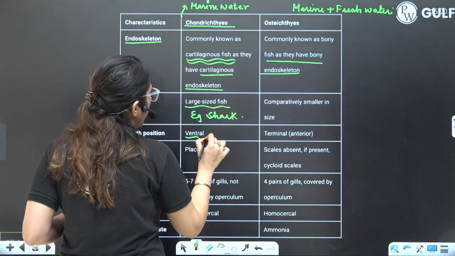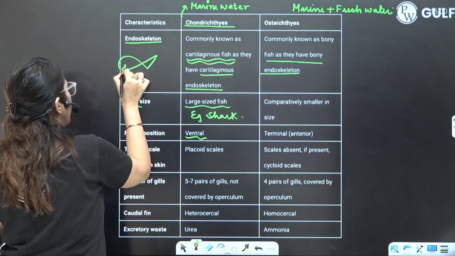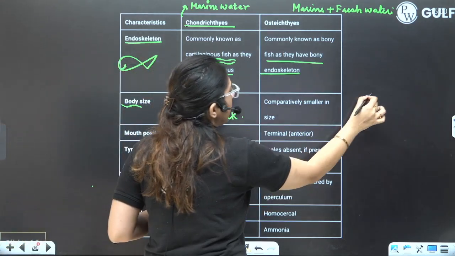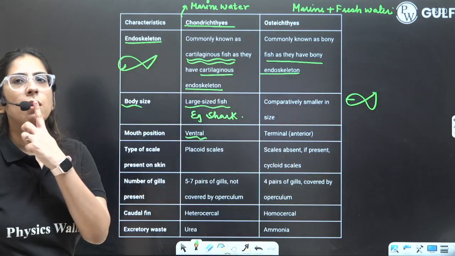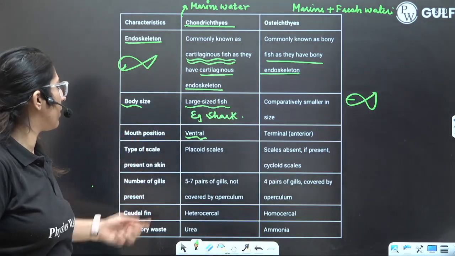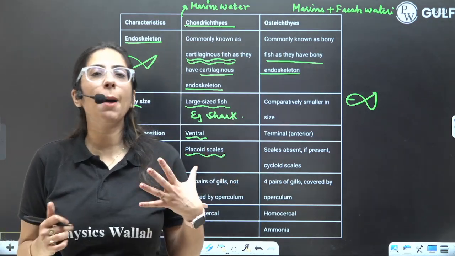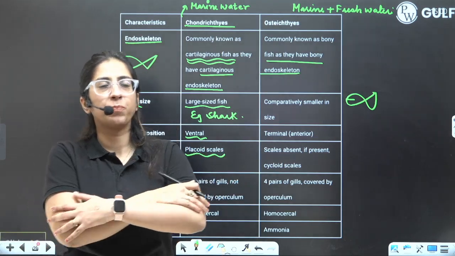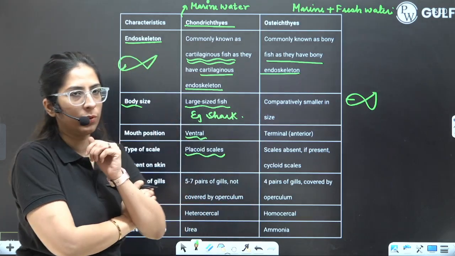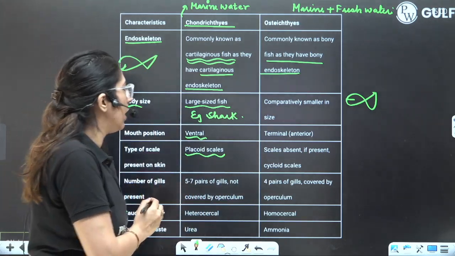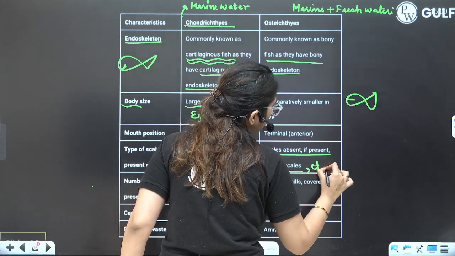In Chondrichthyes the mouth is ventral. So if I draw a diagram of a fish, the mouth is ventral. But in Osteichthyes they have a terminal mouth. They have placoid scales. Placoid means sharp scales are present on the body. And these scales modify and form teeth also in case of cartilaginous fishes. In Osteichthyes the scales are absent, and if present are cycloid and ctenoid.